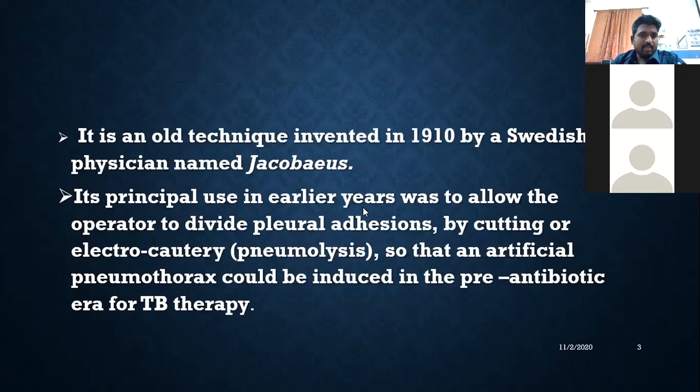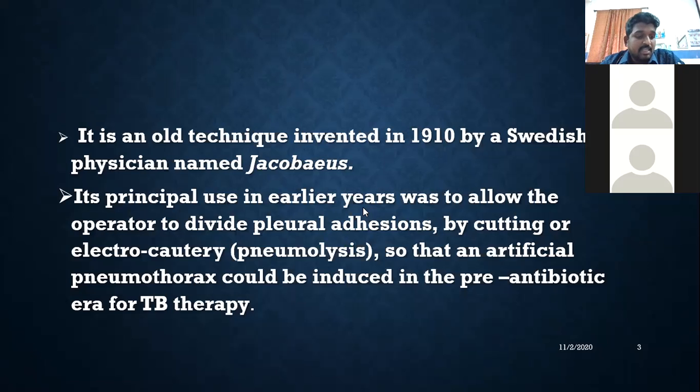So thoracoscopy, as you know, we are going to deal with in detail, because thoracocentesis, intercostal drainage and pigtail drainage are commonly used in day-to-day practice. In fact, thoracoscopy is also a simple procedure once you know the tactics. It's not such a complicated procedure to be done. It's very, very easy. It is an old technique that was invented in 1910 by a Swedish physician named Jacobaeus. Its principal use in early years was to allow the operator to divide the pleural adhesions.